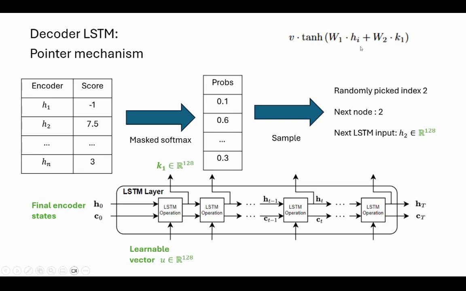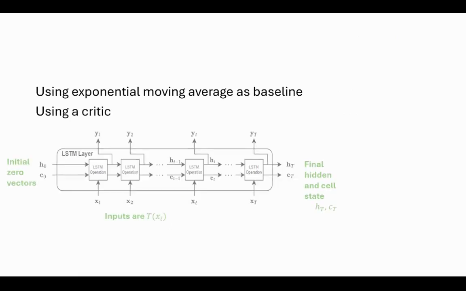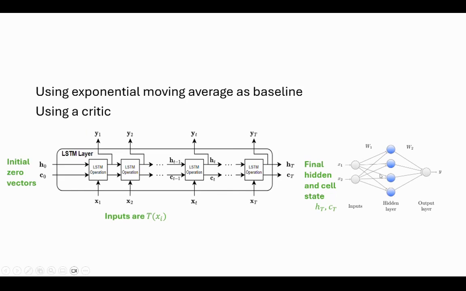This is the formula we use to calculate the similarity score. W1, W2, V are learnable parameters. We use exponential moving average as the baseline, but we also use a critic. And the architecture of the critic is an LSTM followed by a two-layer neural network with ReLU activations.